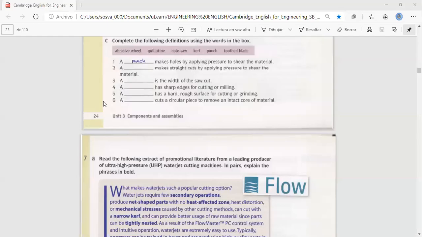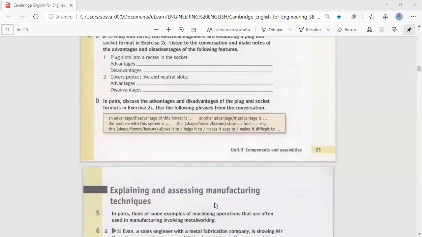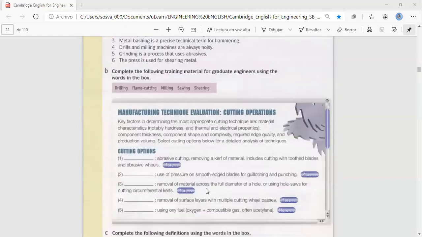Okay, let's start. You might remember that last session we started explaining and assessing manufacturing techniques. We talked about the different cutting options for different kinds of metals. It depends on the cutting technique that you want to use, and of course on the material's characteristics.